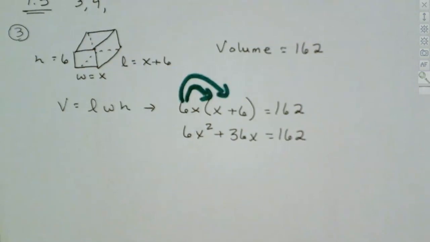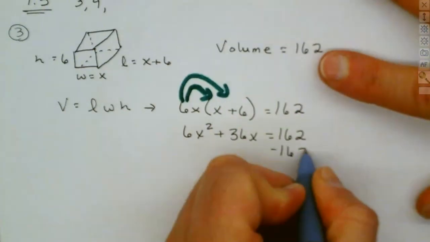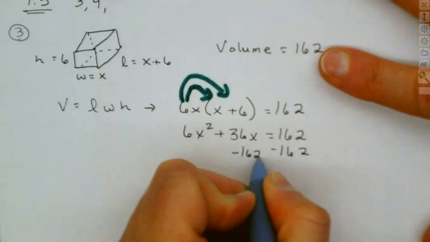Nonlinear means it has a square or a cube or something else in it. And nonlinear equations, what do we have to set them equal to? 0, right? And we're either going to factor or we're going to use the quadratic formula. So let's go ahead now and set this equal to 0. So move that 162 over.